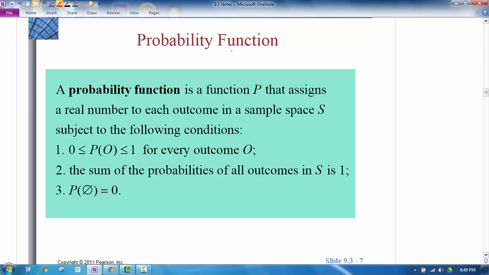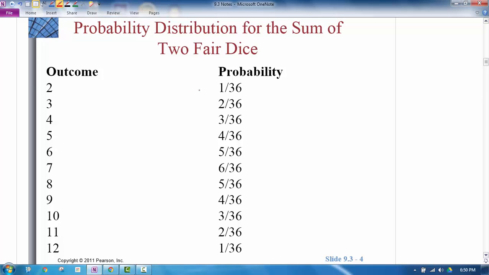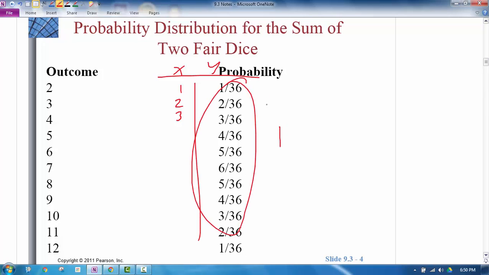Okay, so the probability function: we could assign a real number to each outcome in the sample space, and the probabilities would total 1. Each probability of a single event would be between 0 and 1. They would all add up to 1, and the probability of nothing would be 0. So for example, with the example that we did right here, we could call this 1, this 2, this 3, and so on, like x, y almost. This would be our probability function, where all of these add up to 1 because they're all the probabilities here. And now we've got real numbers assigned to each of these outputs.